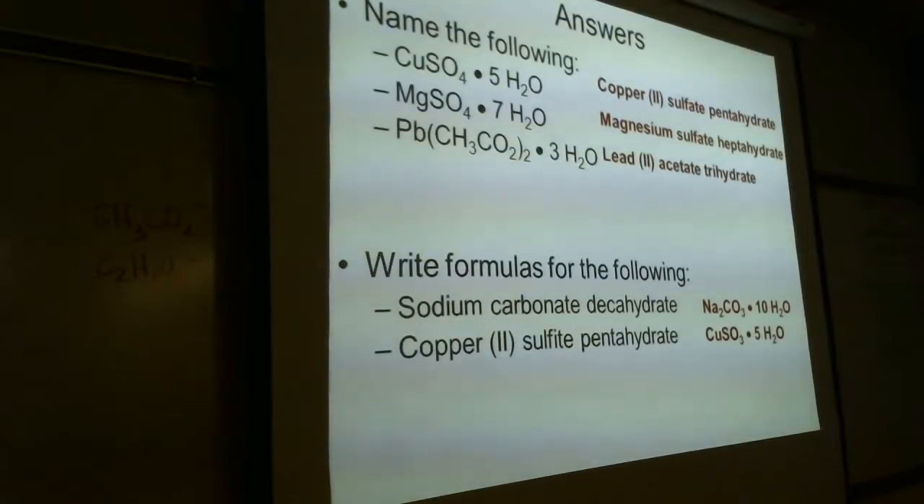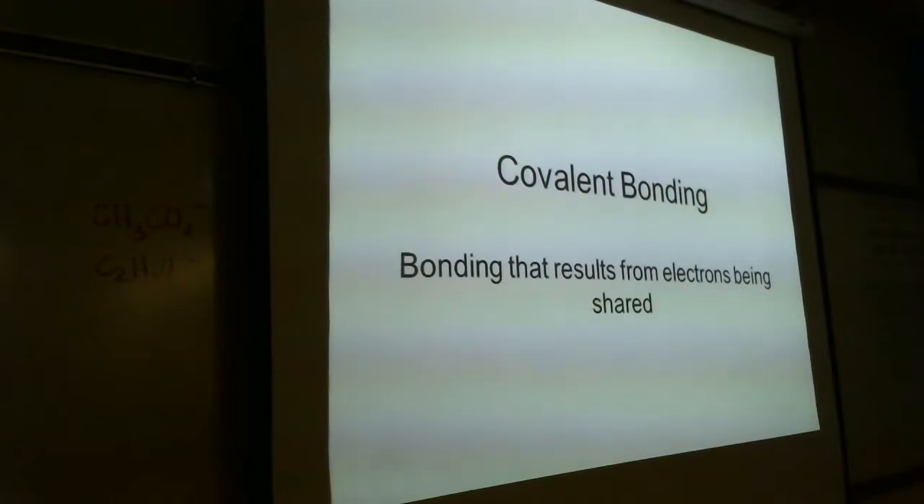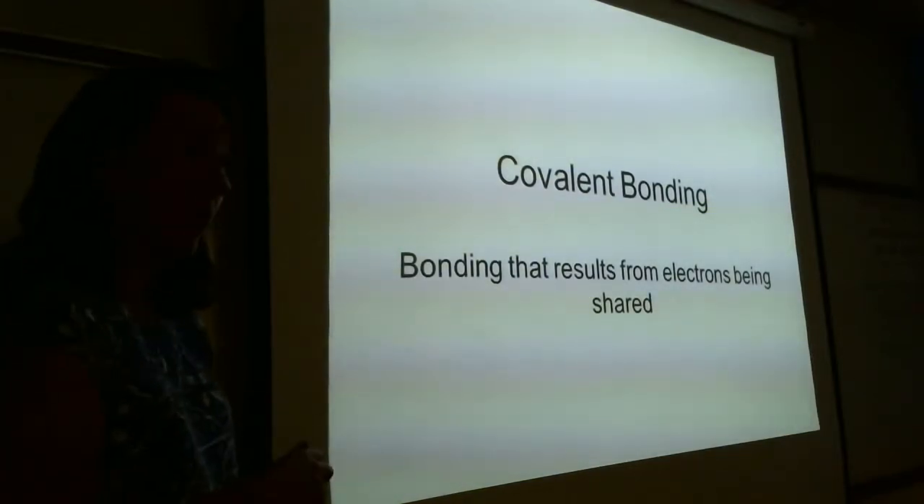So there we have it. Copper 2 sulfite, that would be CuSO3, penta means 5, and then hydrate, first H2O. If you made a mistake, you see where you made it. We good on these? All right, now let's get into covalent bonding. So covalent bonding is an entirely different animal than ionic bonding is, right?